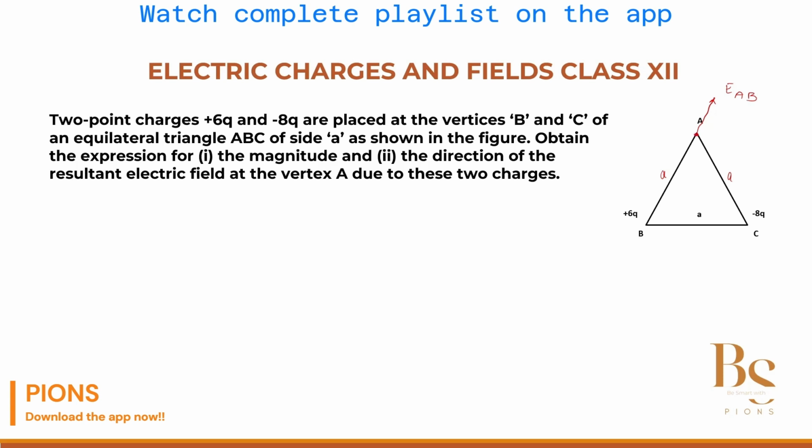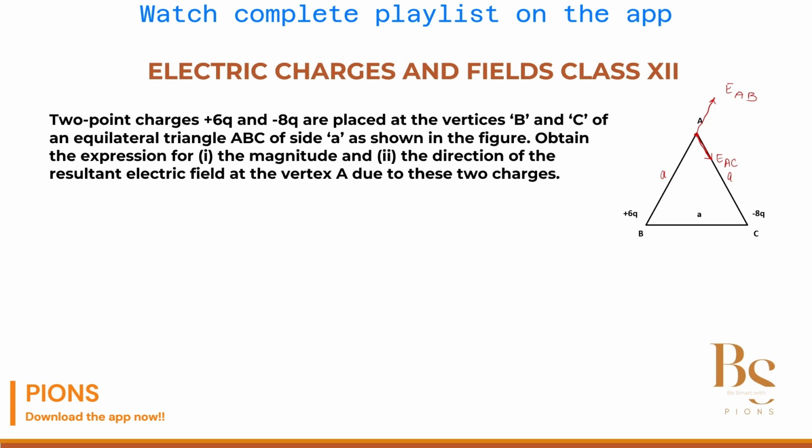Great. Will the electric field at A due to C be radially outward or inward? Sir, it will be inward, towards the negative charge. Radially inward towards the negative charge. So it will be EAC, the electric field at A due to C, towards the charge. Why towards the charge? Because it is a negative charge. Clear? Okay, great. So one vector is in that direction, another vector is in this direction.